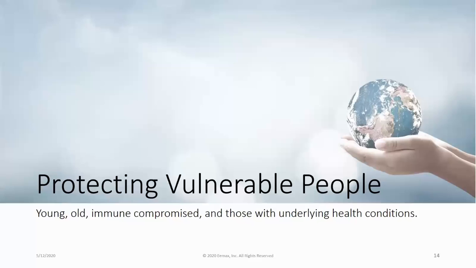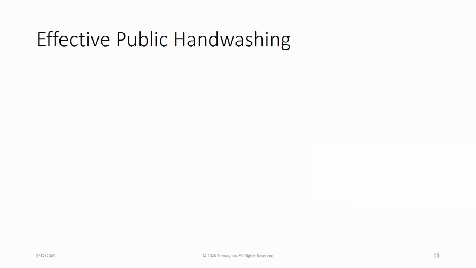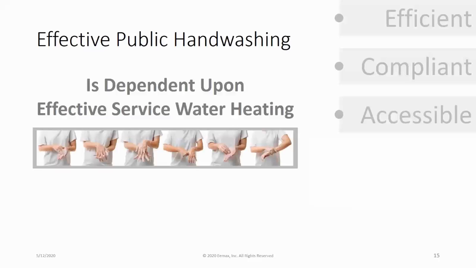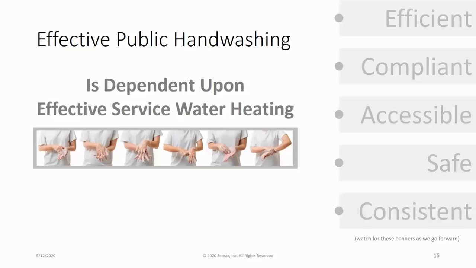And the habit is intended to protect the vulnerable people, the young, the old, the immune compromised, and those with underlying health conditions. Effective public hand washing is dependent upon effective service water heating that is efficient, compliant, accessible, safe, and consistent. Those banners that you see on your right-hand side, they're going to pop up throughout the presentation. Just keep note of them, because those are the bullets that we'll be talking about on those slides.